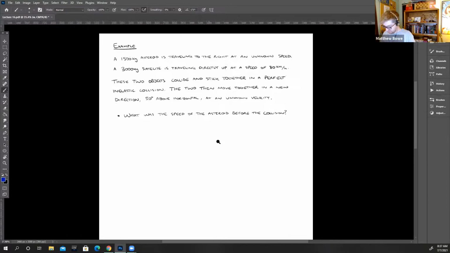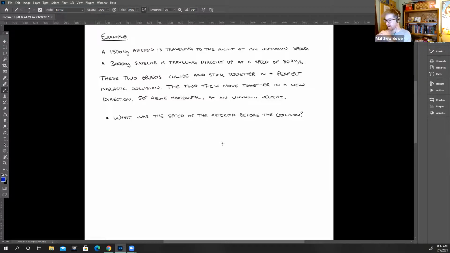A 1,500 kilogram asteroid is traveling to the right at an unknown speed. A 3,000 kilogram satellite is traveling directly up at a speed of 80 kilometers per hour. These two objects collide and stick together in a perfect inelastic collision. The two then move together in a new direction, 50 degrees above horizontal, at some unknown velocity. So what we're wanting to figure out is how fast the asteroid was before the collision.